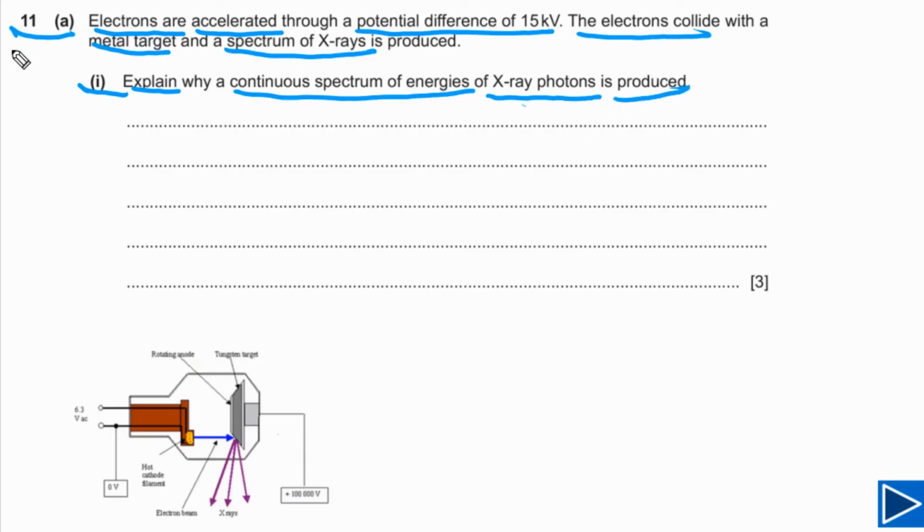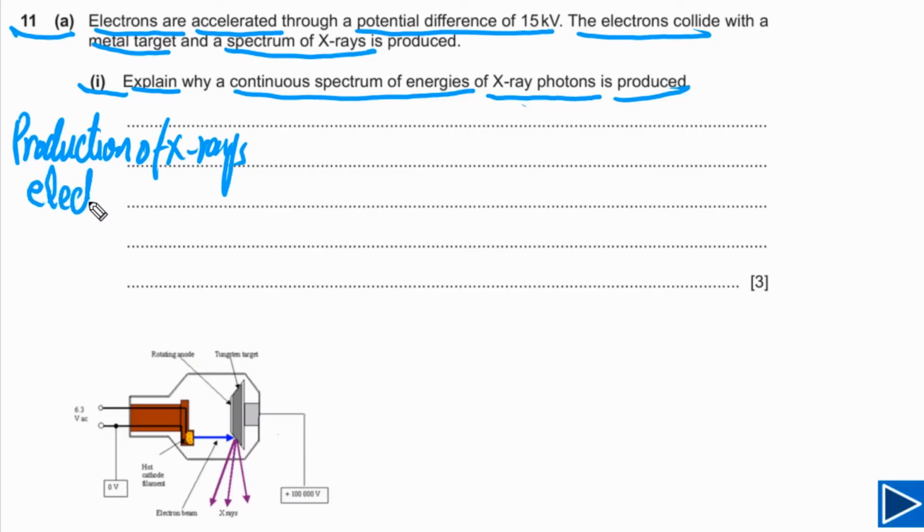First of all, let's try to understand the production of X-rays. So I will write here how X-rays are produced. In order to produce X-rays, first of all, we need to emit electrons. So the first step is electron emission. These electrons are emitted by thermionic emission.